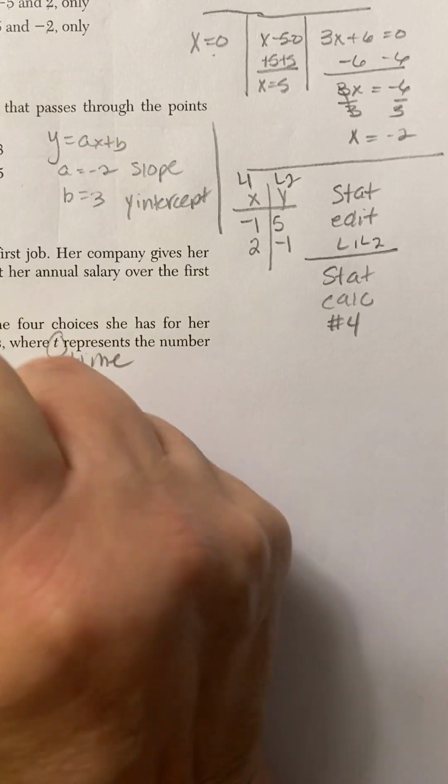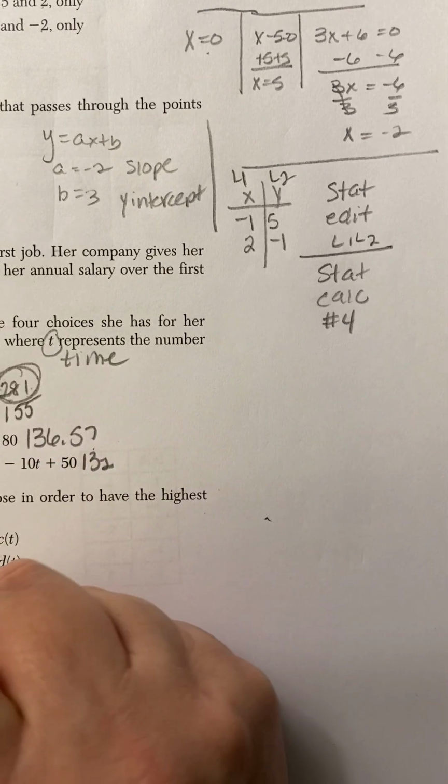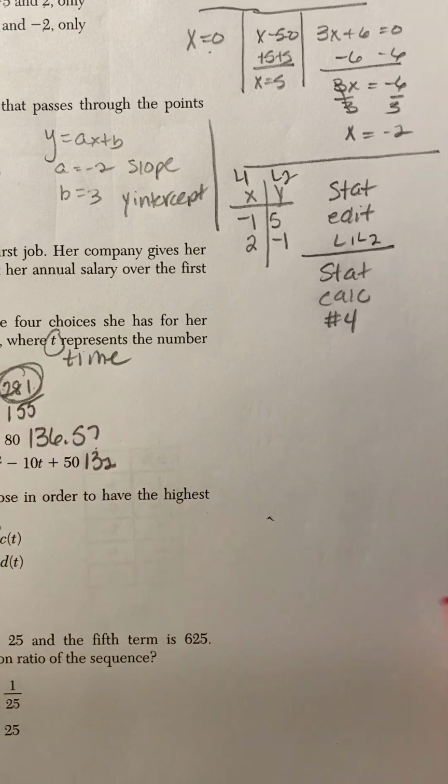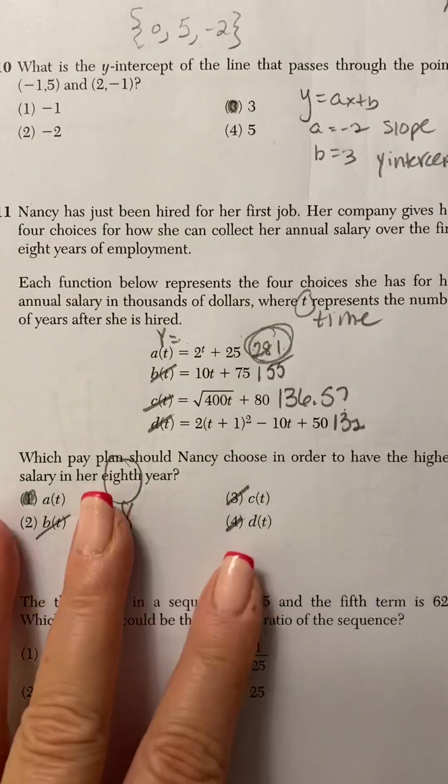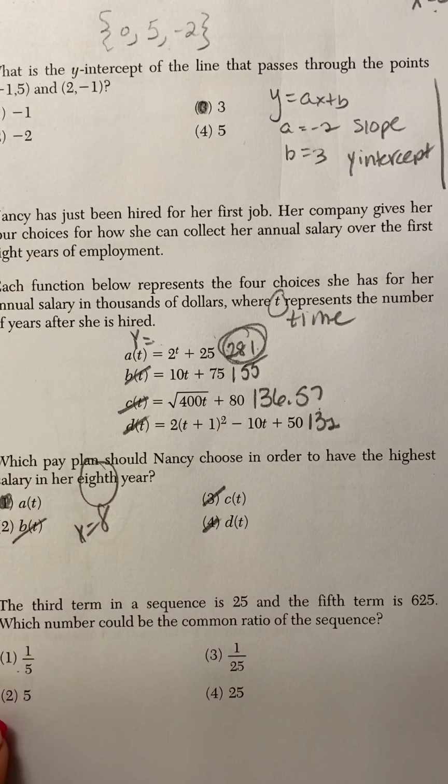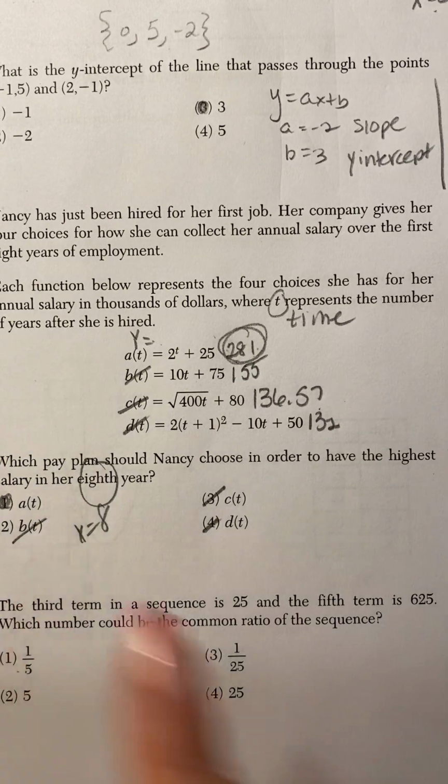Okay, still not higher than 281. D is not my answer. Choice A is my winner. Okay. All right. Know how to use your calculator. Know your vocabulary. Know how to do some algebra. Okay, those are the 3 most important pieces of advice I could give you at this time.